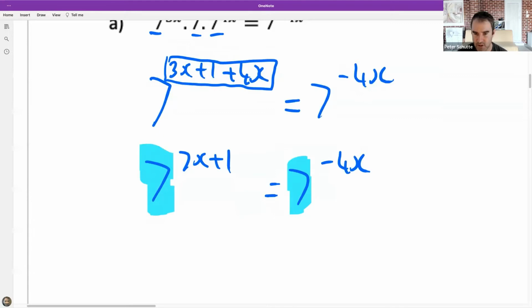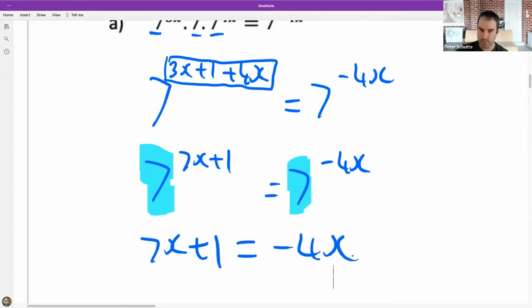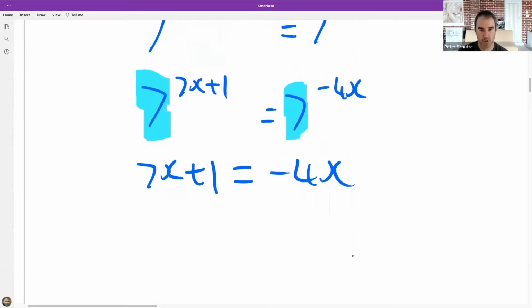So because my bases are the same, and this is the key step, these are called exponential equations. And when you solve exponential equations, step 1 is to move it so you have one base on each side and it's the same base. When the bases are the same, you can drop them and you get to that stage. But now it's still an equation you have to solve. And so I'm going to add 4x to both sides and take away 1 from both sides.